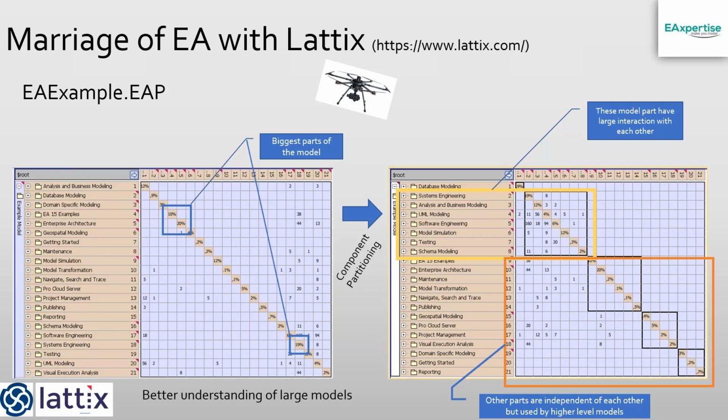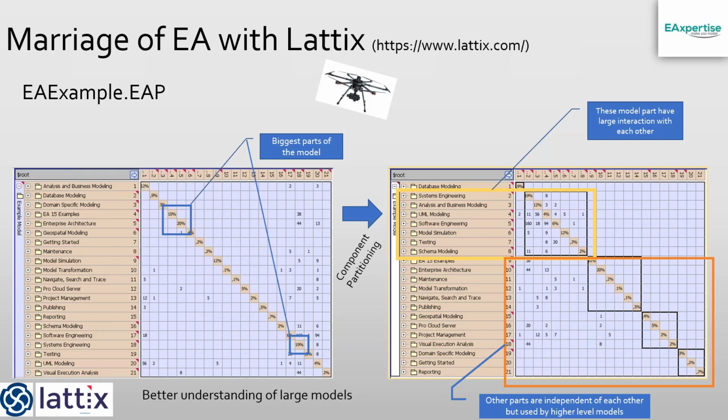When you look in the left matrix, it's very difficult to comprehend what is happening here. The only thing you can see is that the model seems to be scattered around and that there are some areas that are larger than other areas. So EA examples and enterprise architecture make out 30% of the dependencies between the rest. This is the size of the dependencies. So those parts of the model contain the most elements and dependencies.